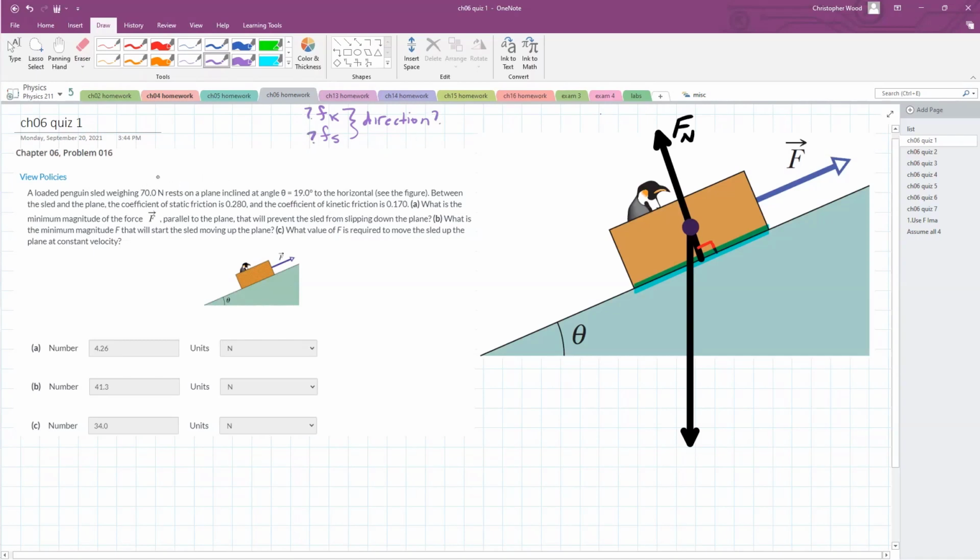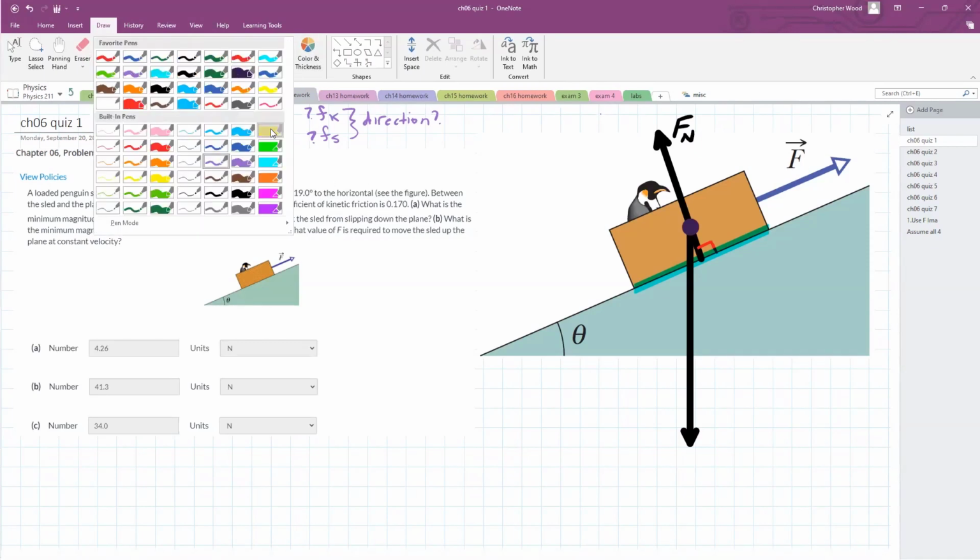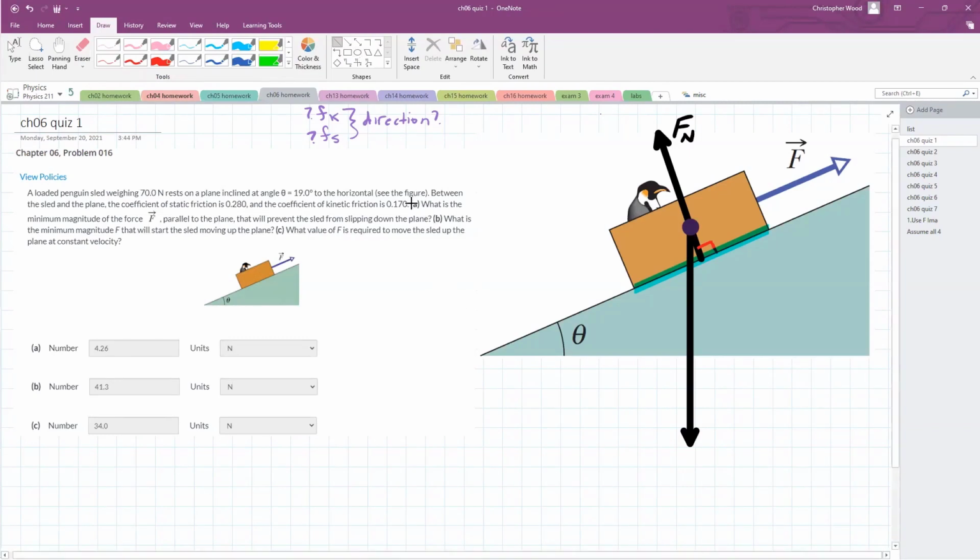And then this is where you have to read the question. Again, part A, another read through for part A. This is the secret sauce in solving problems, reading the question umpteen times. What is the minimum magnitude of the force F parallel to the plane that will prevent the sled from slipping down? I'm just going to read that over and over, slipping down. So, this is pretty thought-provoking. Do I need to add a kinetic friction vector, or should I add a static friction vector, or maybe both? And then what's the direction?